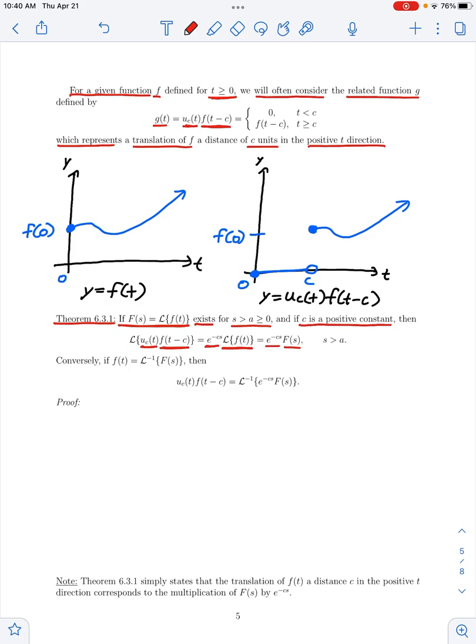Or if we think about this theorem in terms of an inverse transform, so conversely, we could say if little f of t is the inverse transform of a function capital F of s, then the inverse transform of e to the negative cs times that F of s function would be the unit step function at time c times the inverse transform of capital F, which is little f, but translated c units to the right, or c units in the positive t direction.